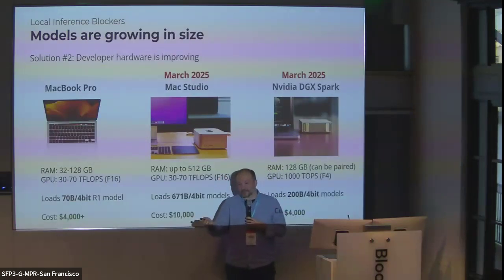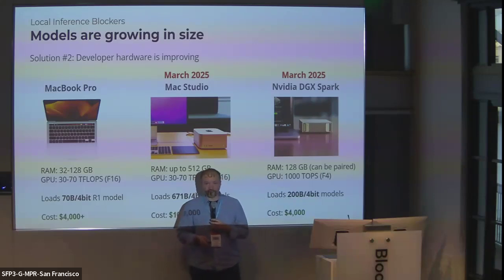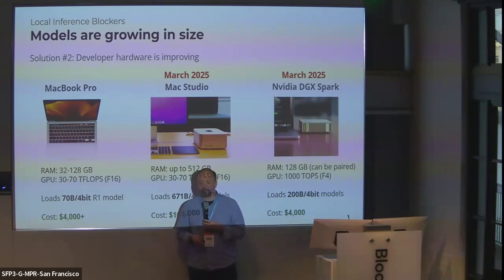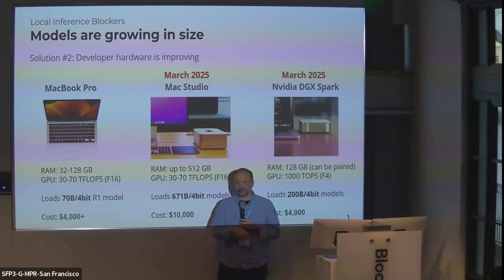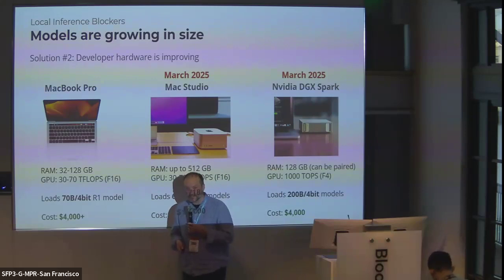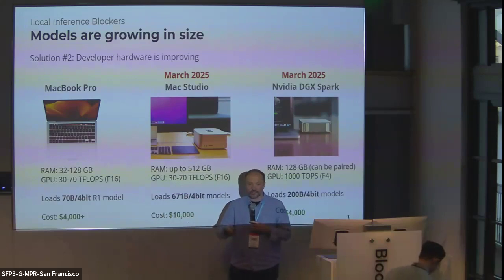So many of us use Macs, and Macs give you up to 128 gigabytes of RAM. This will fit a pretty sophisticated 70 billion parameter version of DeepSeek R1. Now, last month, both Apple and NVIDIA released two new desktop devices, which allow you to put pretty sophisticated versions of the models on them, and they cost less than $10,000.